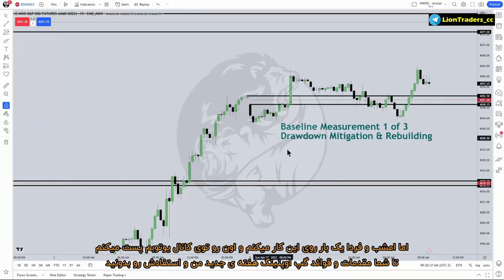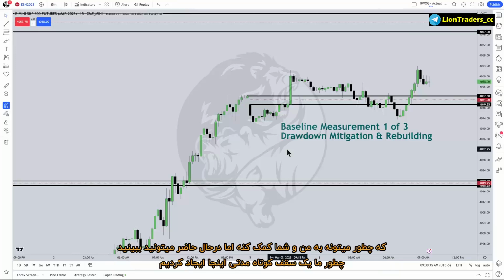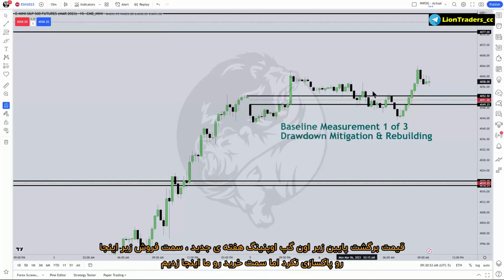So that way you'll know an introduction to my new week opening gap principle and what I use it for, how it helps me, how it can help you. But right now, you can see how we had created a short-term high here. Price is drawn back down below that new week opening gap. Didn't take out the sell side below here, but we have taken out buy side here.